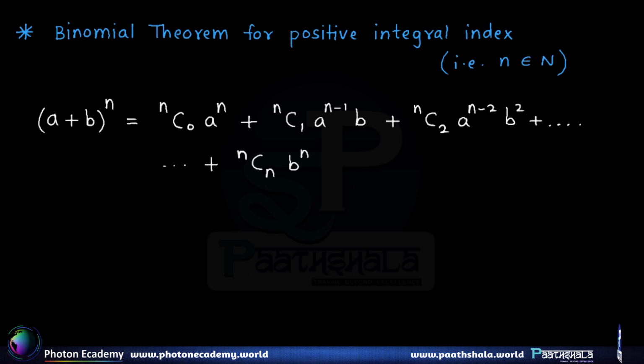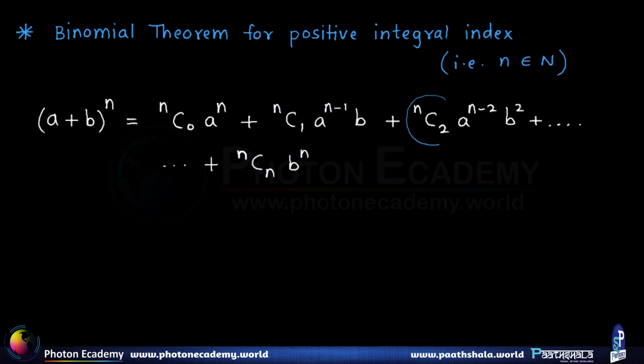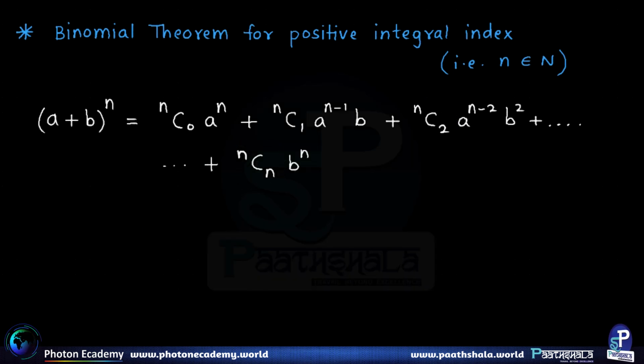Then the next coefficient is nC1, the power of A is reduced, so n becomes n minus 1, and the power of B now becomes 1, so the term in B has now appeared. Then moving on, we have nC2, the power of A reduces by 1, whereas the power of B increases by 1, so B becomes B square and A reduces to A raised to n minus 2, and so on till the last term. The last coefficient would of course be nCn, and B will be raised to the highest power n, and there will not be any A term visible in the last term. So this is the statement of the binomial theorem for positive integral index.